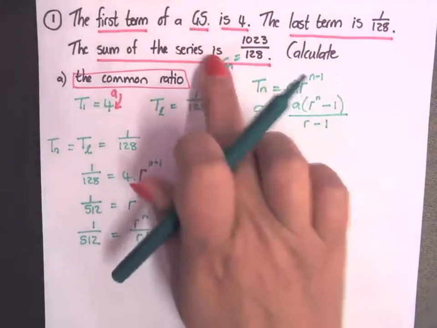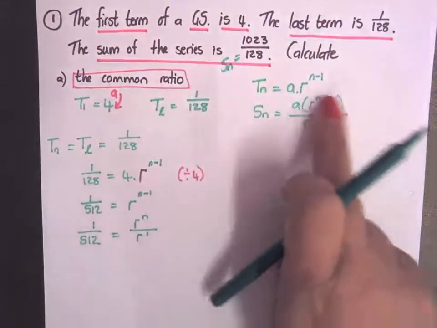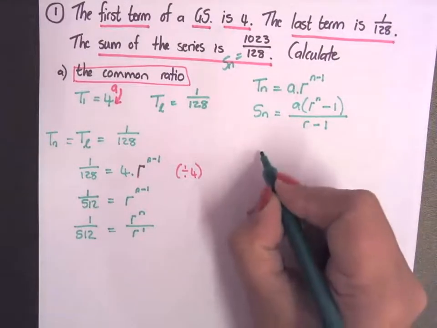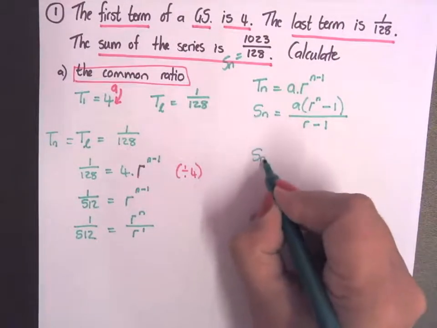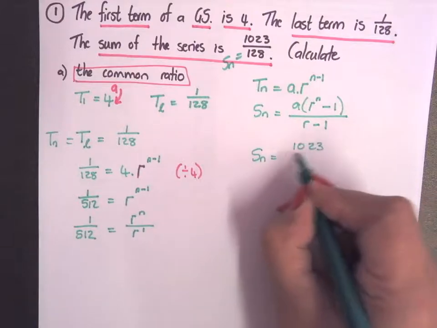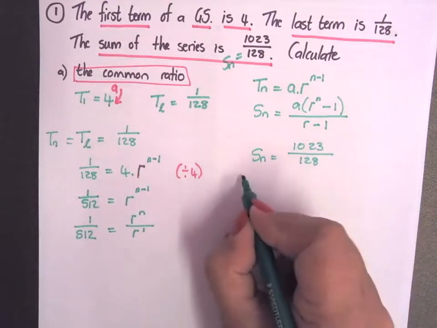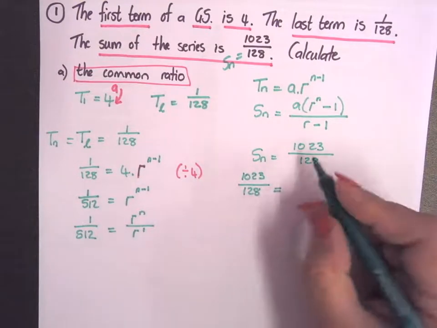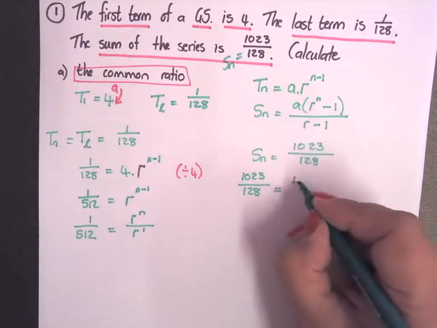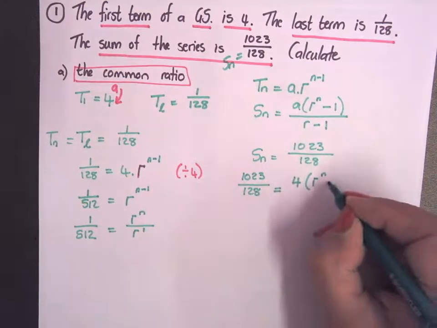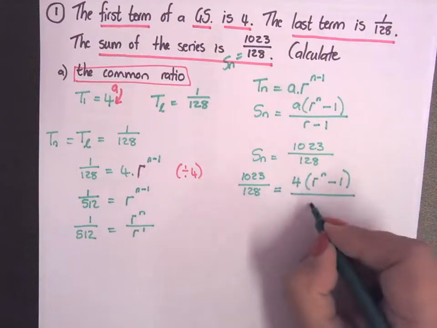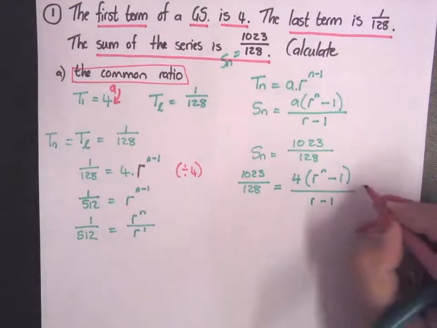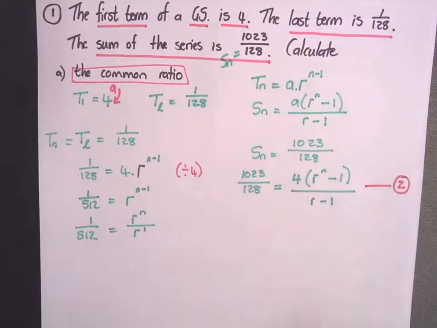Our next clue is the sum clue. So I'm going to use this formula and substitute everything in that I have. So the sum Sn equals 1023 over 128. Therefore, 1023 over 128 will be equal to a, which is 4, times r to the power of n minus 1 over r minus 1. And this is my second equation.